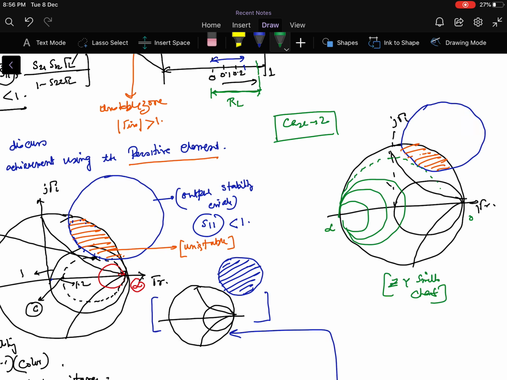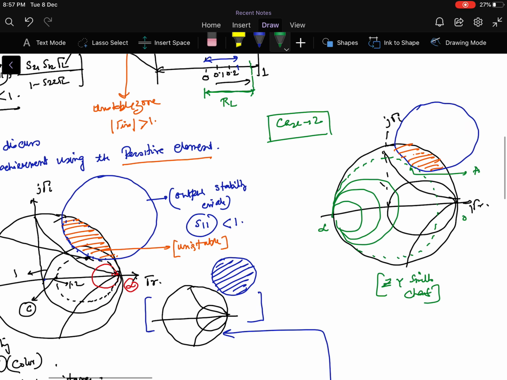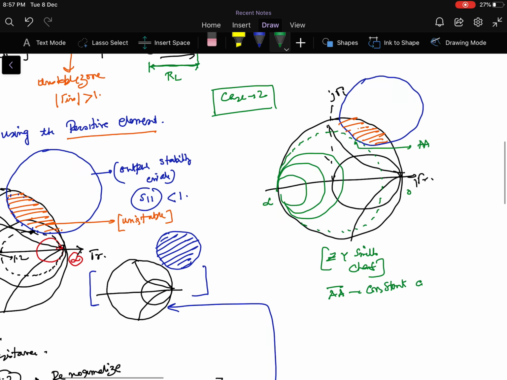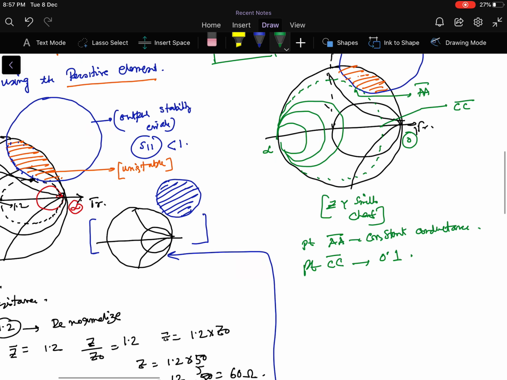So then obviously one of the constant conductance circles will again be tangent, and it will be like that. Since it is close to 0, this point I am marking this time as point AA. What is the constant conductance at point AA? For that I need to check the point which is cutting the real axis, which is point CC. The point CC value I have to note. Since it is close to 0, let me take it as, let's say, 0.1.